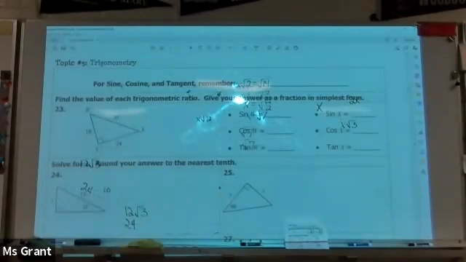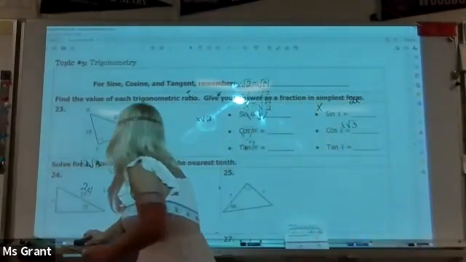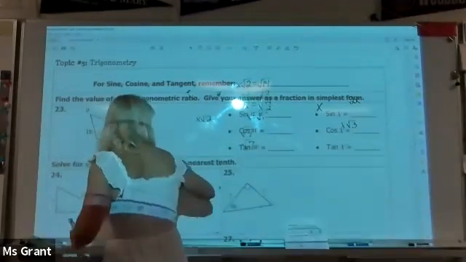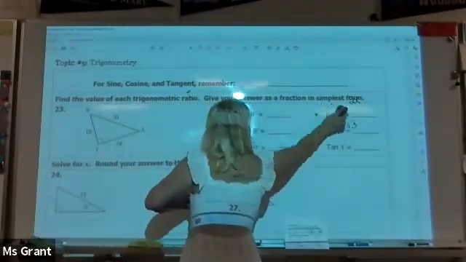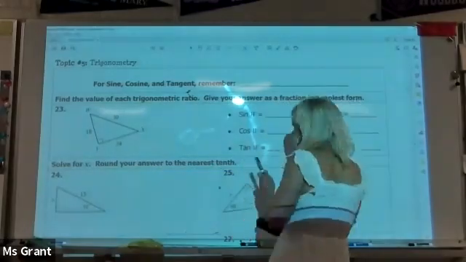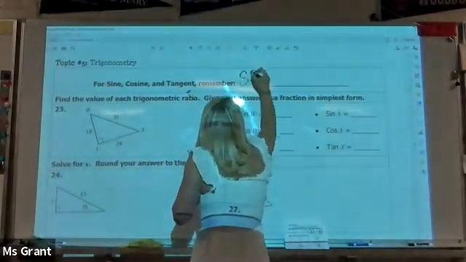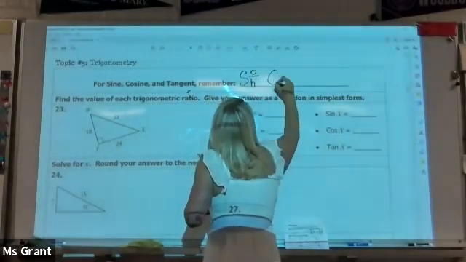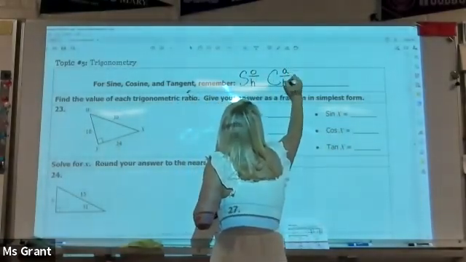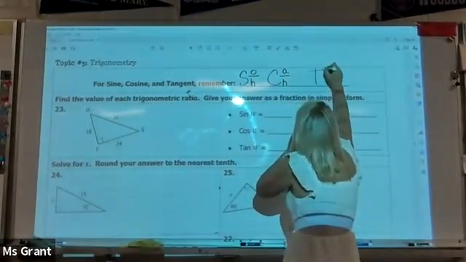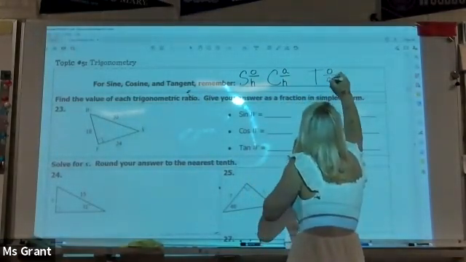All right, sine, cosine, and tangent. Trigonometry. We did a little bit of this last week. Sine, opposite over hypotenuse. Cosine, adjacent over hypotenuse. Tangent, opposite over adjacent.